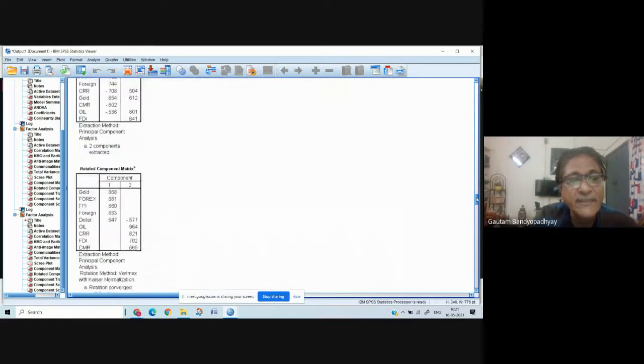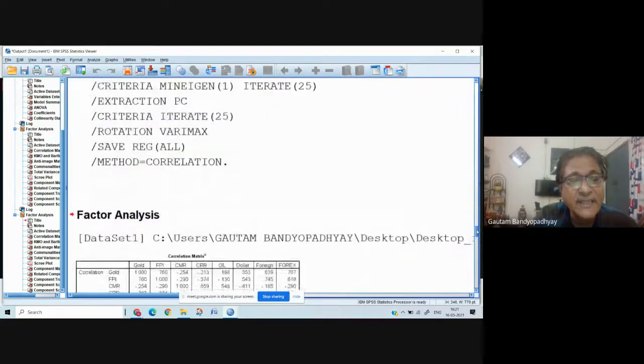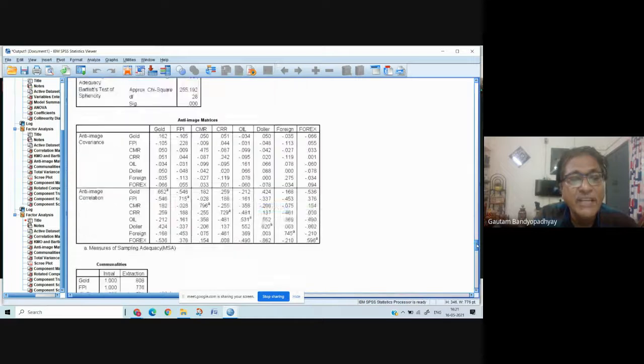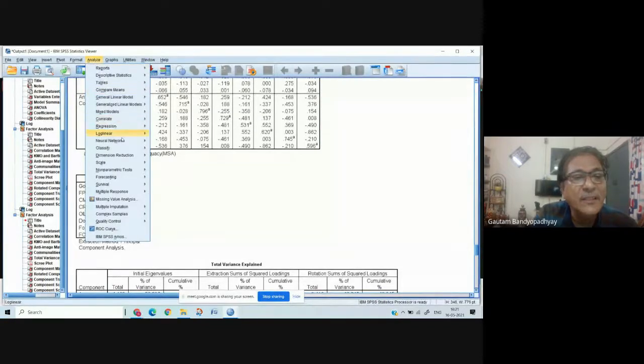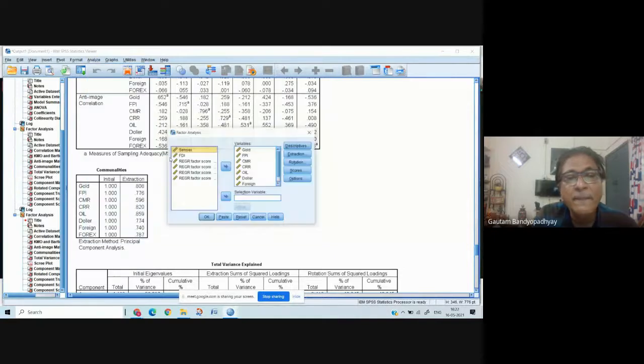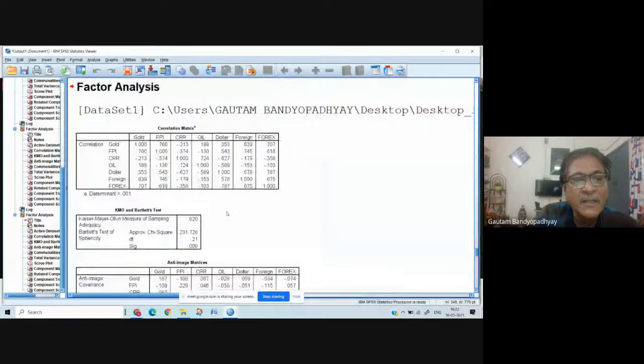Similarly, for the second case, now we deselect CMR on the basis of the communalities value. Not only that, if you check here, CMR is also less than 0.5. So easily you can discard CMR. Go to Analyze, go to Dimension Reduction, go to Factor, and deselect CMR. Click OK. Instead of 9, we get 7 variables, and these 7 variables are highly associated with each other.